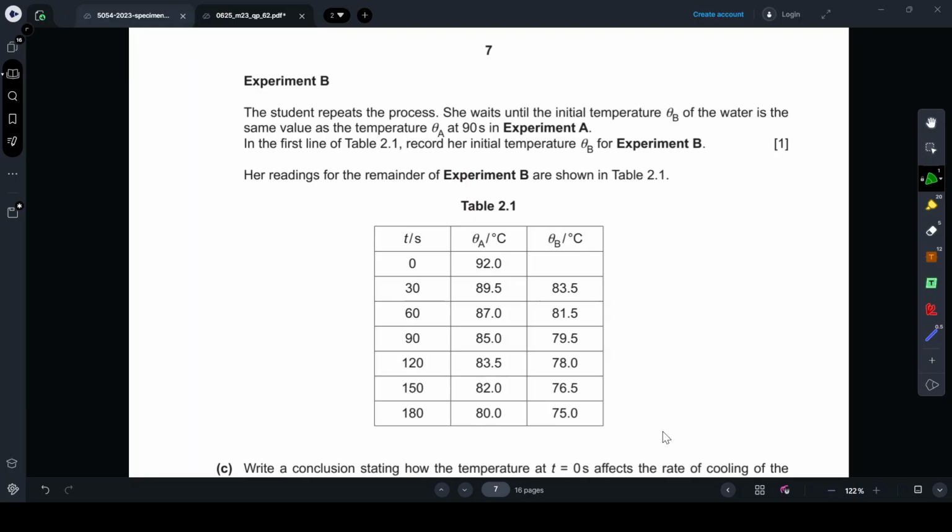She said it's the same value as the temperature at 90, so it's going to be the same. She waits until the initial temperature, initial means when you're starting off, of the water in experiment B is the same value as the temperature in experiment A at 90 seconds. So it's going to be 90. No, wait, it's going to be 92.0. No, that's at 0 seconds. What is it at 90 seconds? It's 85.0. Yes, and so that will be the initial temperature of B. Okay.